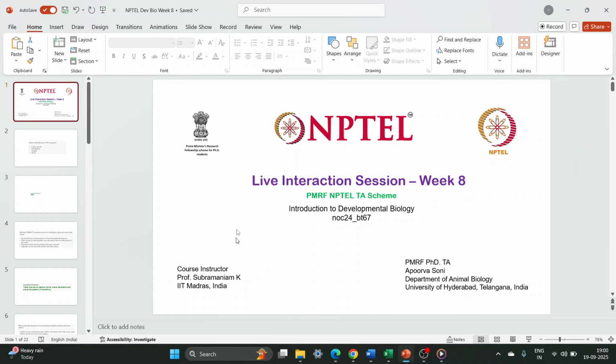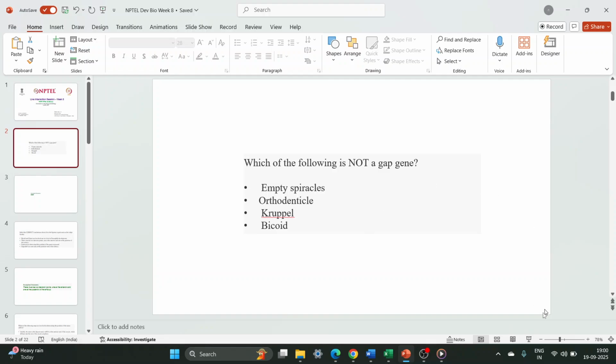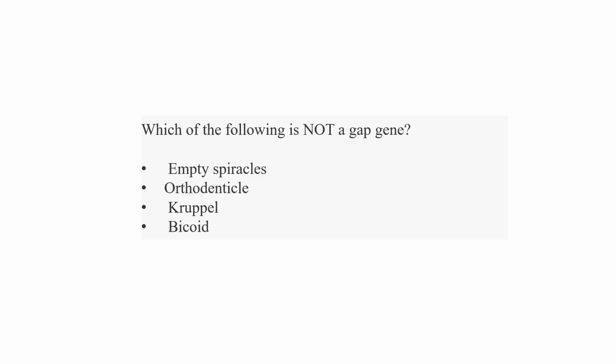Okay. So, the first question is, so as we do always, I'll just put the question and then I'll give you 2-3 minutes to answer the question and then we'll discuss it. So, the first question is, which of the following is not a gap gene? Empty spiracles, orthodenticle, Krüppel, or bicoid. So I'll just label it so that it becomes easy for you to answer.